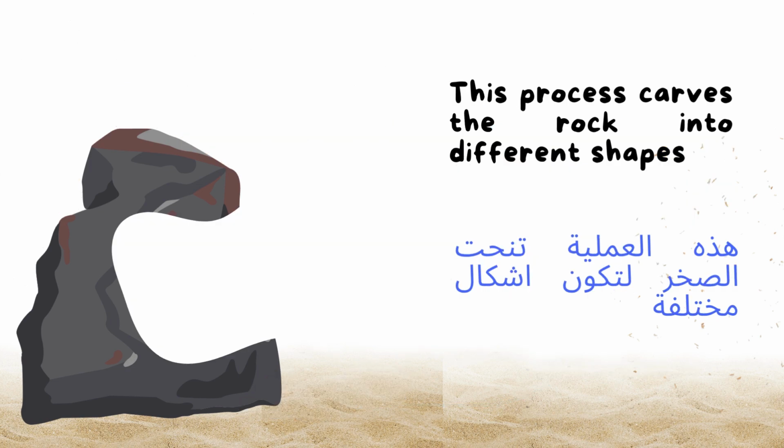From here, as this process is done more and more, it carves the rock into different shapes, as you see here. As the wind carries the sand and small particles of rock and hits a big rock, this big rock is broken. This process carves the rock, and this rock changes in its shape. So wind is a powerful force in changing the landscape.